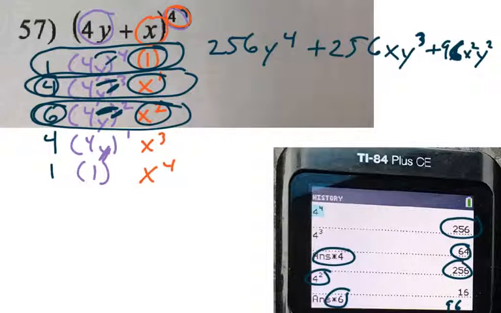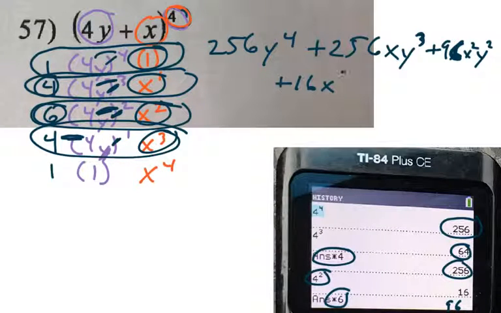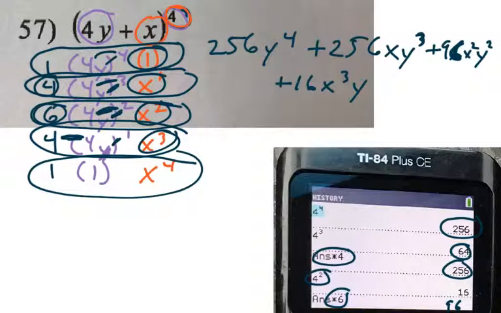X squared, y squared. In my fourth term, I just simply have 4 times 4. So I have a plus 16. Y1 with an x3. So I'm going to say x3y, putting the x alphabetically before the y again. And then finally, I have 1 times x4, which is x4.